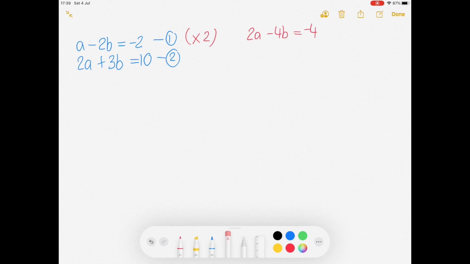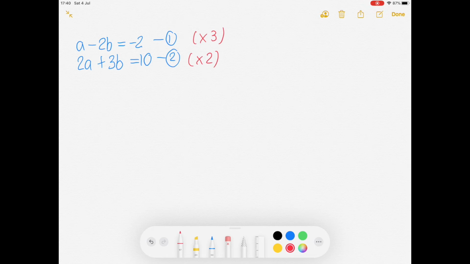But let's pick the slightly trickier one this time. Let's go harder. So instead of choosing a's, I'm going to choose b's because it's going to be more of a challenge. Okay, looking at the b's, we've got minus 2b and we have got 3b. I can tell that the common factor between them is actually 6. If I multiply equation 1 by 3 and equation 2 by 2, I'm going to get 6b. Okay, so let's do it.